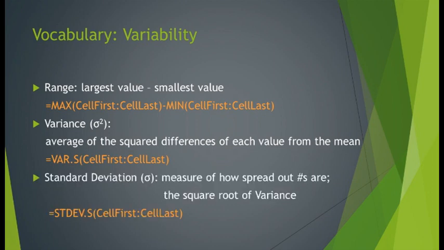The last form of variability we will cover, although there are many more types, is standard deviation. This measures how spread out the values are from each other and is the square root of the variance. As with variance, the standard deviation equation is for a sample set of values.